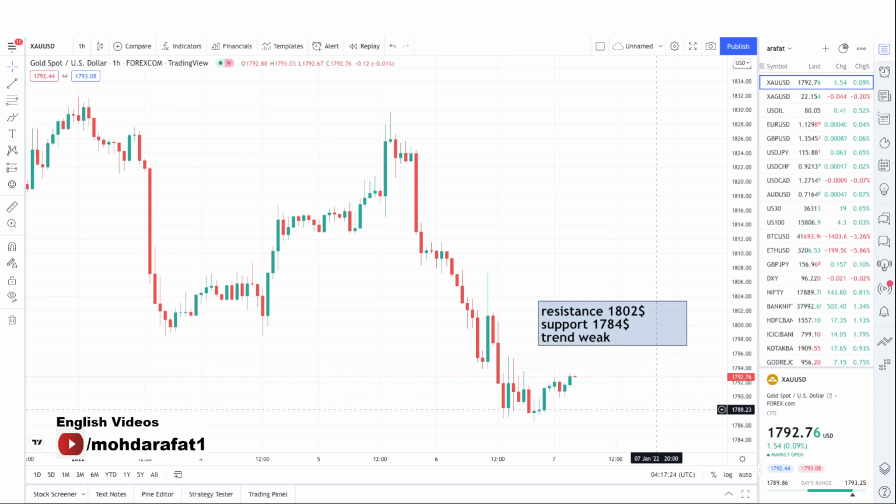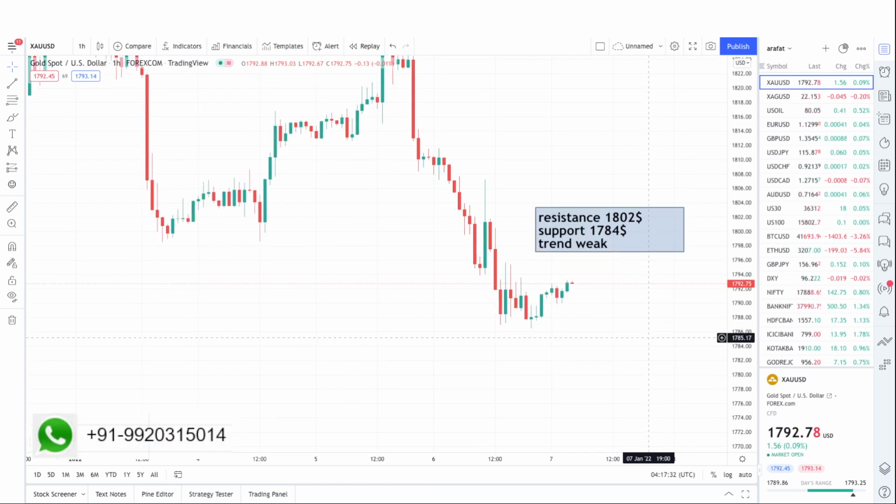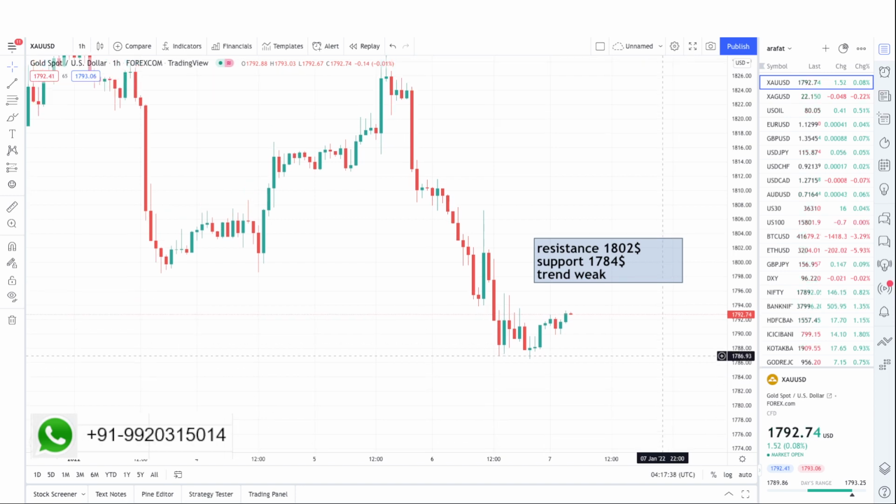Support at 1784. A very good support at 1784. If gold breaks and sustains below this support, then expect 1780 and 1770. Currently gold is trading in a weak zone, so trade accordingly. Let's move on to silver.